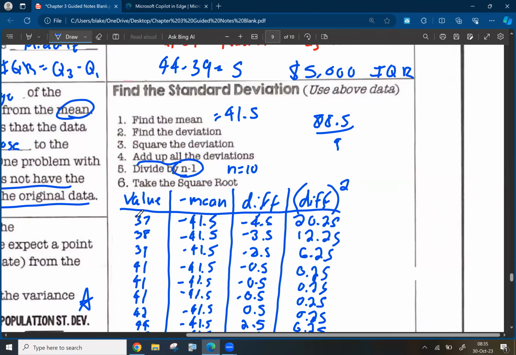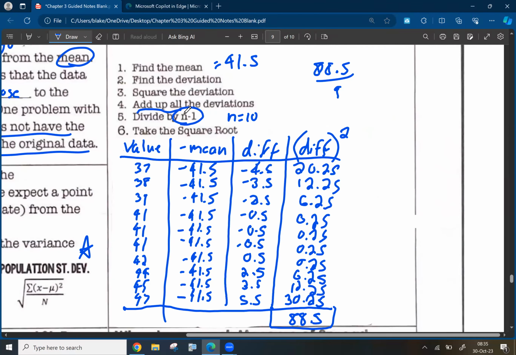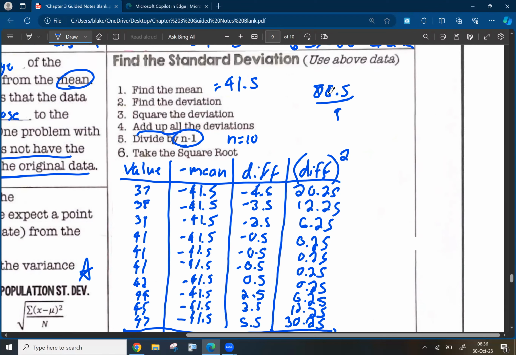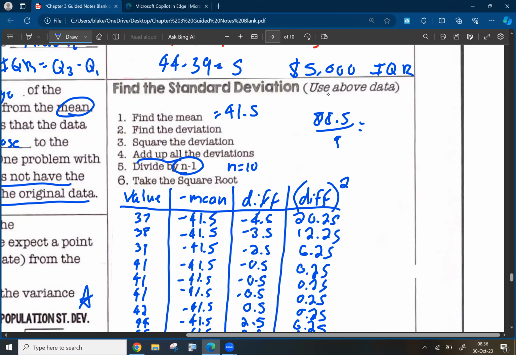Again, n is 10 because there are 10 values. So if you're wondering, what is n? N is whatever number of values you have. There are 10 values, that's why n is 10. So 1 less than that is 9. So we divide that, and we're going to get this to equal 9.833.